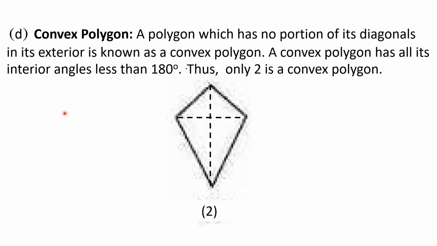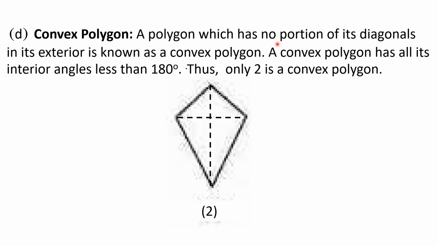Now D, categorization of polygons. Convex polygon, concave polygon. So what is a convex polygon? A polygon which has no portion of its diagonals in its exterior is known as a convex polygon. Another thing is a convex polygon has all its interior angles less than 180 degrees.